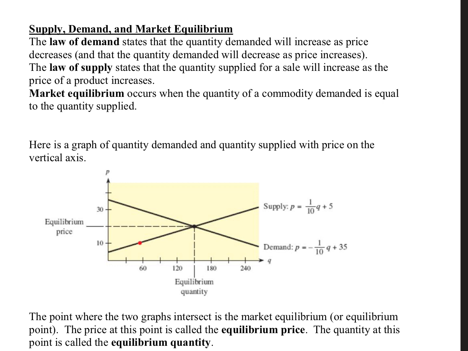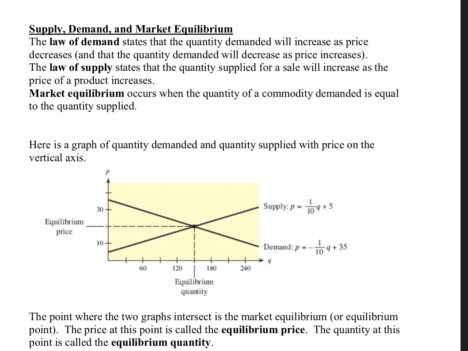We have a supply function which has a positive slope, and a demand function which has a negative slope, and whenever these two things are equal to each other, we would call this the equilibrium point, and that's going to be composed of two different values, one of them being the equilibrium quantity, the other being the equilibrium price.